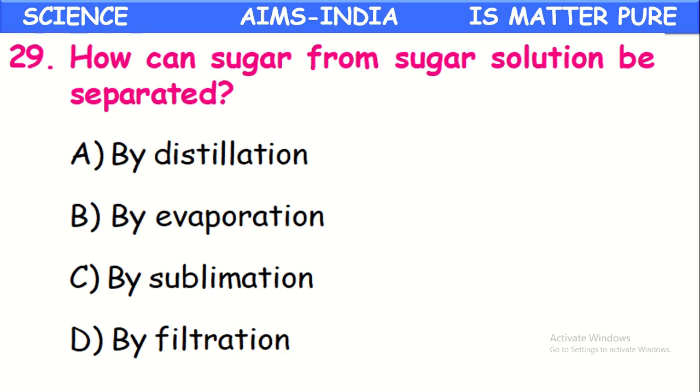Okay, next one. How can sugar from sugar solution be separated? By distillation, evaporation, sublimation or filtration? Here sugar can be obtained from the sugar solution by the process called evaporation. Of course, we may get it by distillation also, but by the distillation process, sugar and water both will be collected. Here only sugar is needed, so the simple process out of these two is evaporation. By evaporation, we can get back sugar. That's the preferable one here.